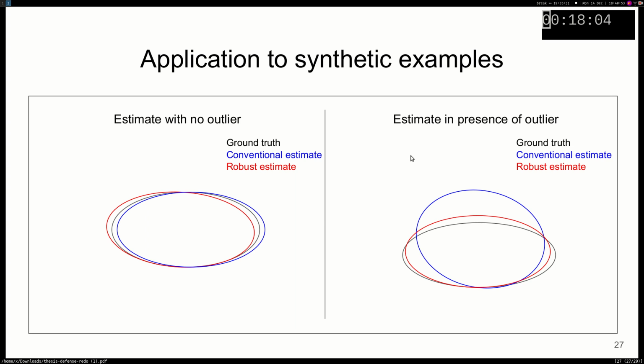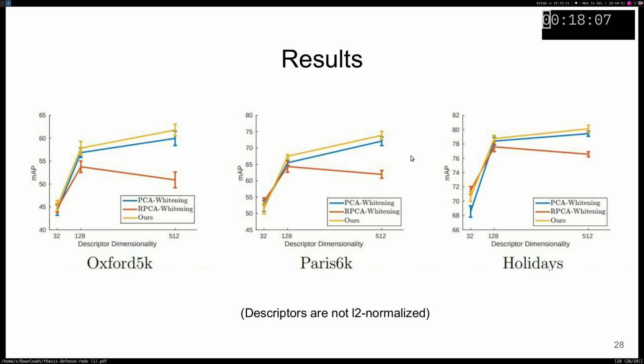We can also try to find out how this works empirically by testing it on some image descriptors. In this case, I would like to mention that these descriptors are not L2 normalized. Actually, we found something interesting, which was basically that when you use this robust whitening and you use an L2 norm, okay, I need to think about this part slightly more, so I will skip this for now.